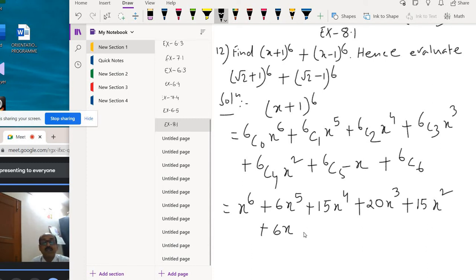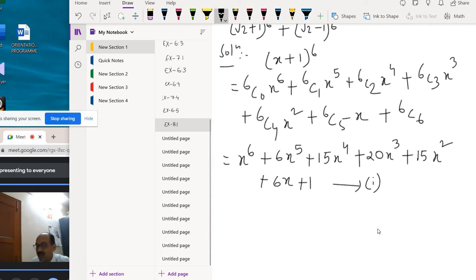And 6C6 is 1. So x to the power 6 plus 6 x to the power 5 plus 15 x to the power 4 plus 20 x cube plus 15 x square plus 6x plus 1. This is equation number 1.